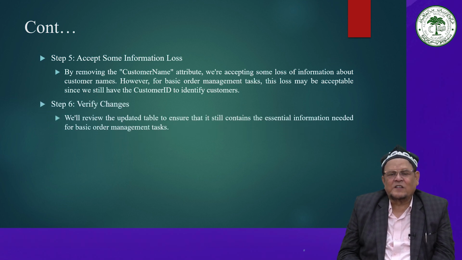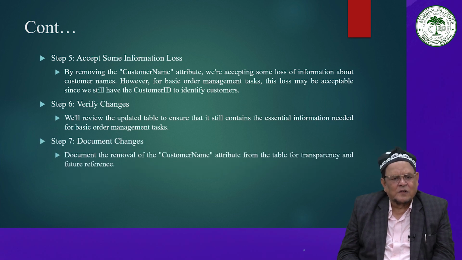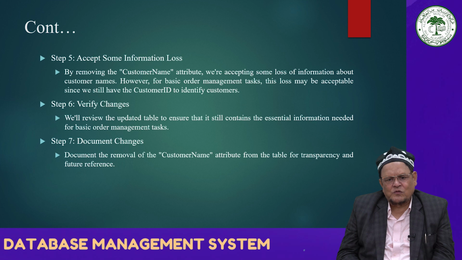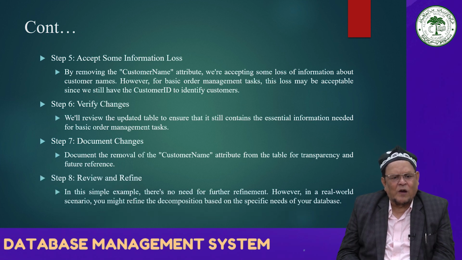The sixth step, verify changes. We will review the updated table to ensure that it still contains the essential information needed for basic order management tasks. Next step, document changes. Document the removal of the customer name attribute from the table for transparency and future reference. The last step, review and refine. In this simple example, there is no need for further refinement. However, in a real-world scenario, you might refine the decomposition based on the specific needs of your database.